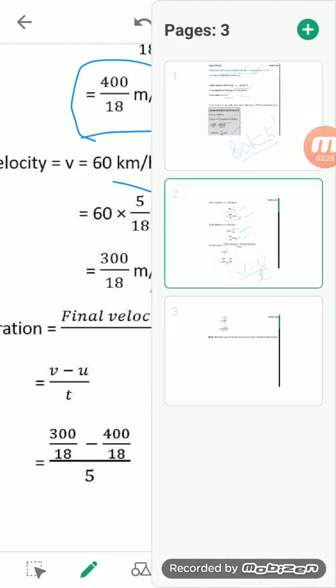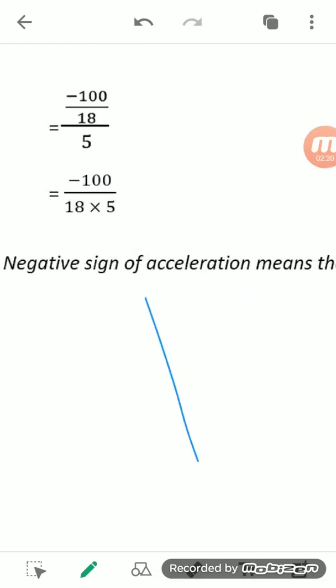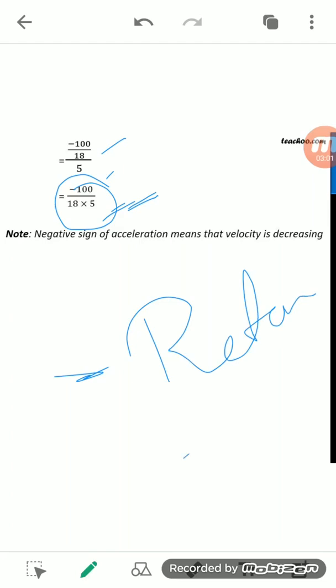When we calculate it, we will find that it will be equal to minus 100 upon 18 upon 5. This will be equal to minus 100 upon 18 into 5. After that, when we calculate it, whatever the result comes, it will always come with a negative sign. This shows that the value of the acceleration is negative acceleration, or the velocity is decreasing, or it is a retardation.